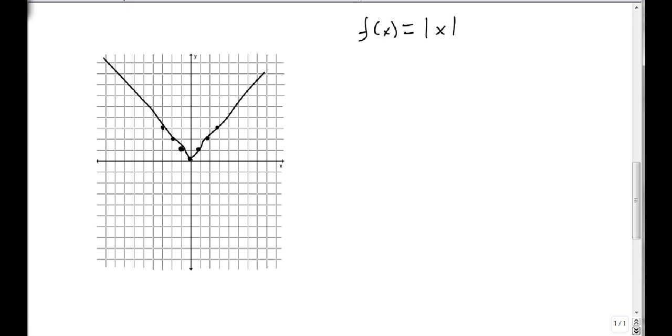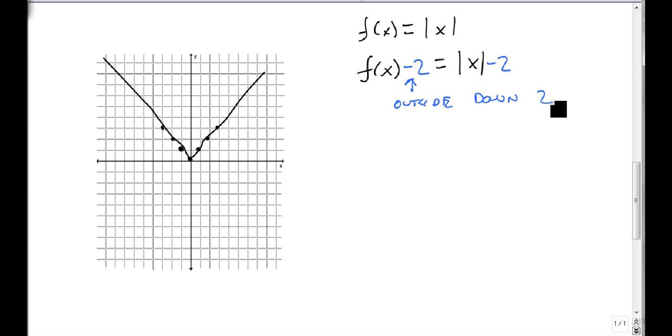Now, if I wanted to find what f of x minus 2 on the outside is, that's just the same thing as taking the absolute value of x and then subtracting 2 from it. So a negative 2 on the outside is a down 2 because it's negative, so it's telling the truth. So everything comes down 2. And then we just draw our V, and we have our same graph down 2.